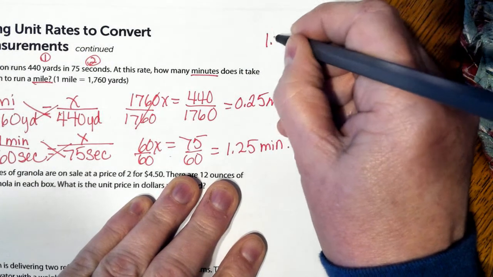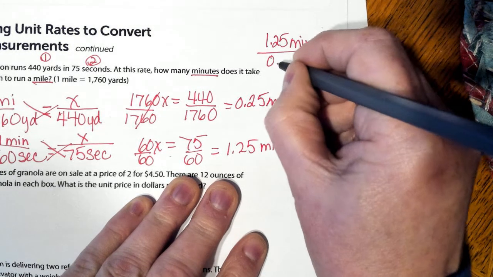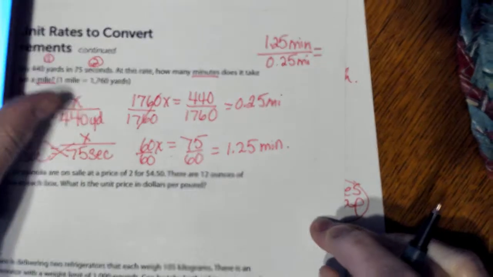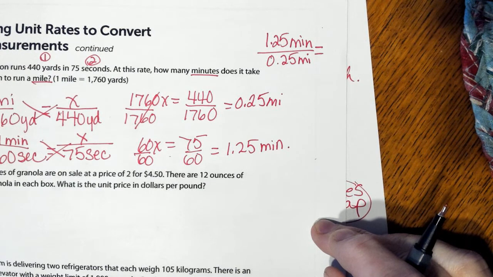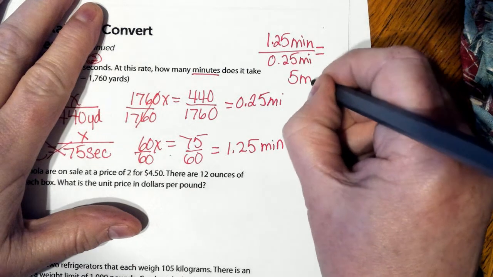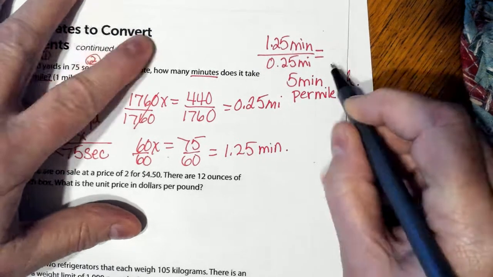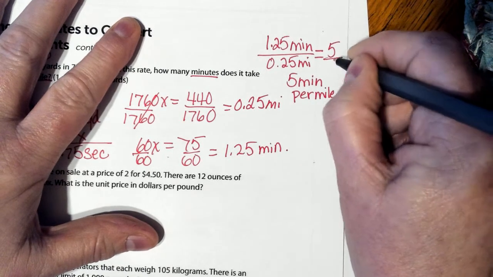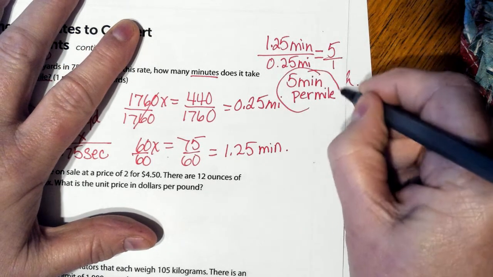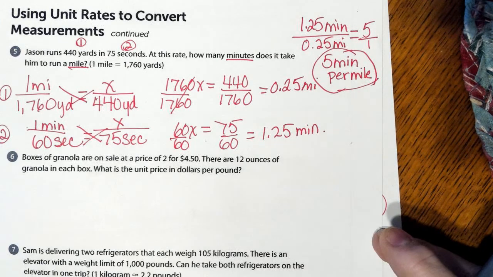We're going to do 1.25 minutes over 0.25 miles. So that means I'm dividing 1.25 divided by 0.25 is 5 minutes per mile. Because I got 5 here for this. It'd be 5 over 1. So 5 minutes per 1 mile. That was kind of a bear with all the problems in it.